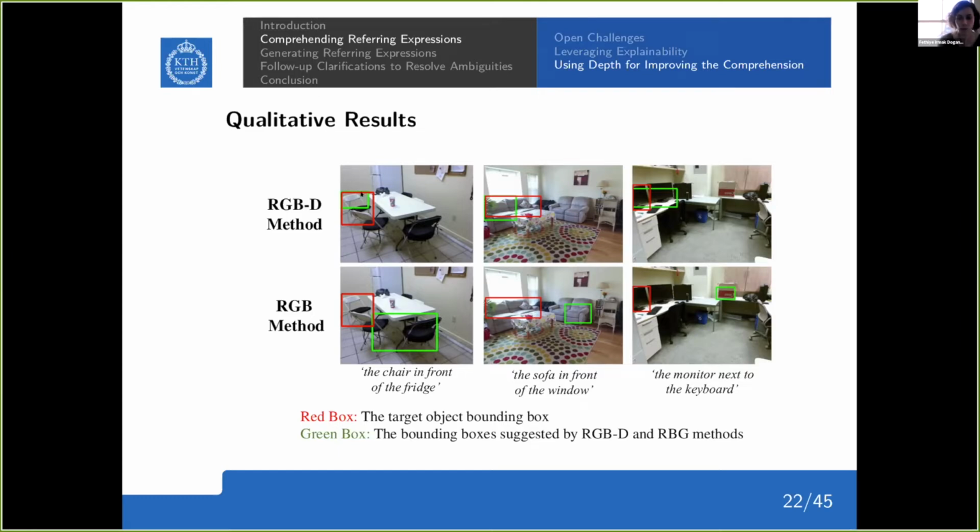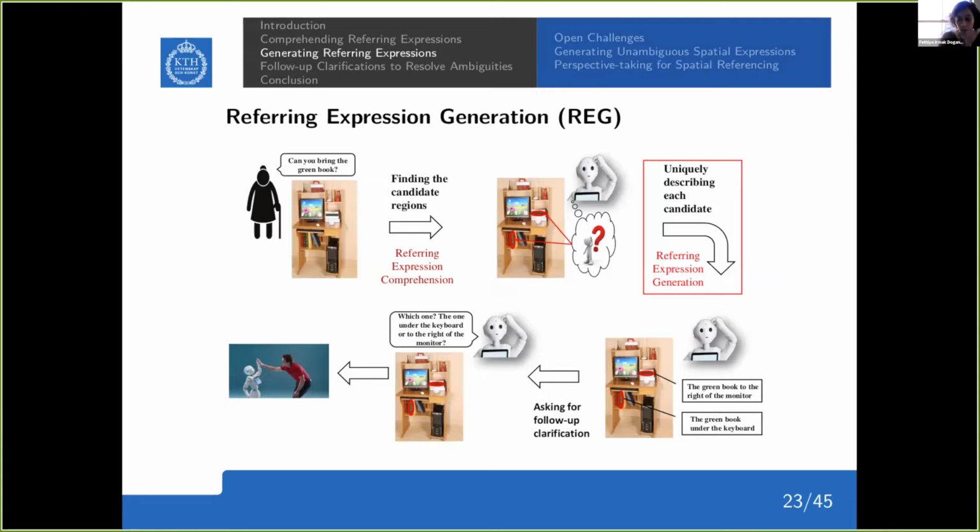And we have shown that whenever the depth-dependent expressions were provided, the RGBD method performed better to find the described objects. In here, as you see, for instance, the chair in front of the fridge, the method was successfully able to identify the described object. So this was the first part where I talked about referring expression comprehension. So basically finding the regions that are fitting to the user's description.